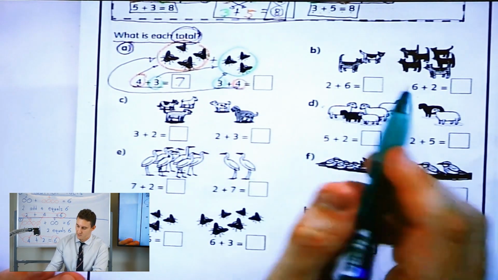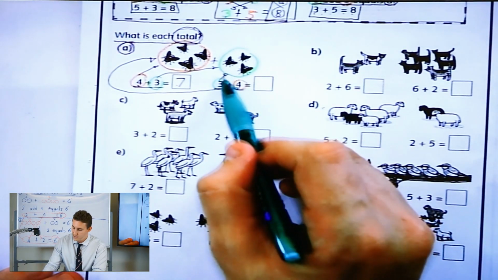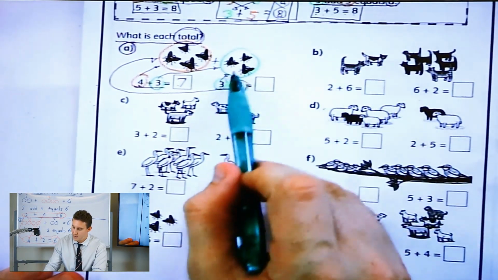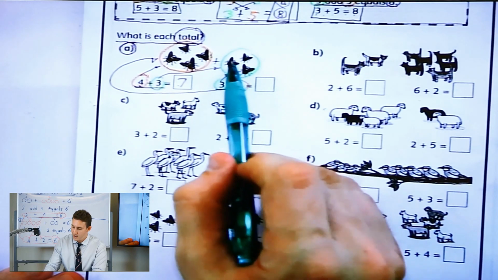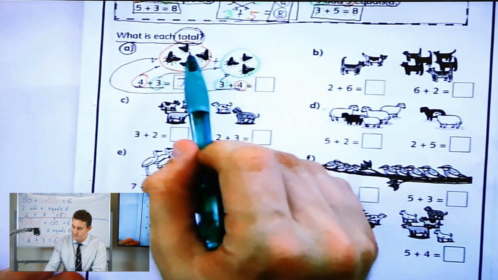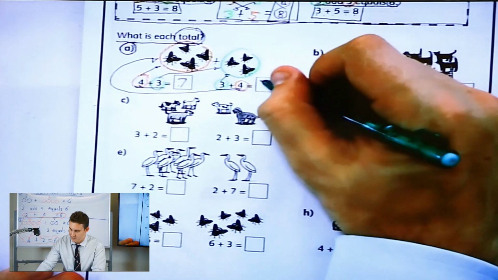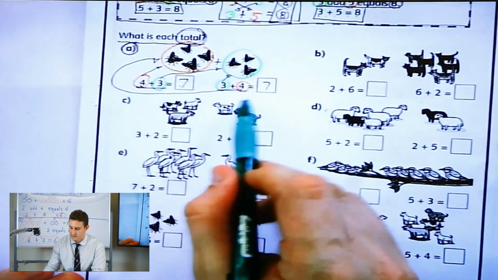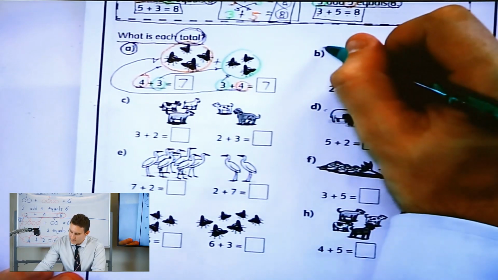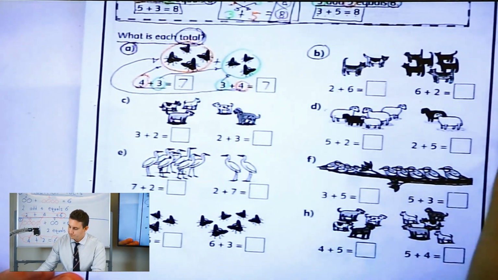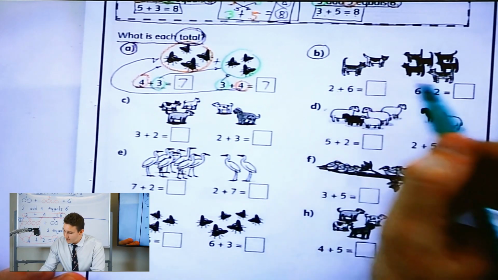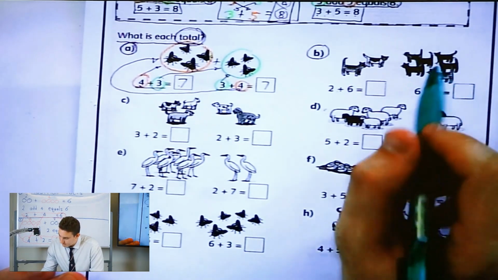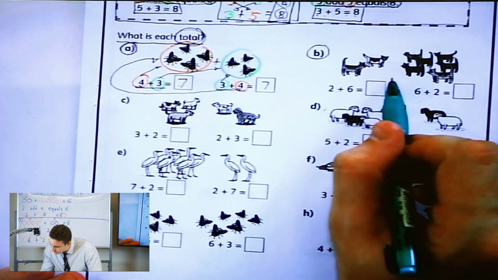Yes, the same. So let's count again. 3 plus 4, so 3, 1, 2, 3, 4, 5, 6, 7. Okay. You'll see the answer for both of these is the same. Okay, let's go to example B. Example B, we have pictures of some cats. I think those are, yes, cats.